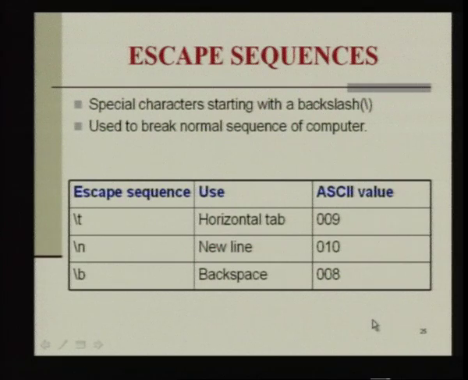Next we have the escape sequences, which are nothing but special characters starting with a backslash. They are used to break the normal sequence of a program. If you see the escape sequences, there is the horizontal tab, new line and backspace. We have seen all of this in the symbols available in C. So, an escape sequence is an escape from the normal sequence of the program. That is used when we have to make some alterations in the normal execution. These are also quite frequently used when we write a program.